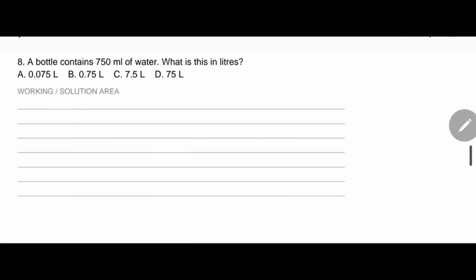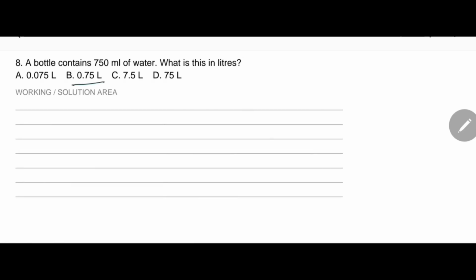Okay, number 7. An angle greater than 90 but less than 180 is what? An angle which is more than 90 degrees but less than 180 degrees is an obtuse angle. So number 8, a bottle contains 750 milliliters of water. What is this in liters?